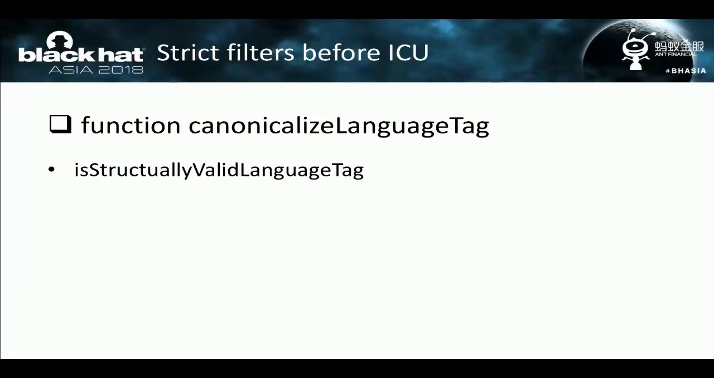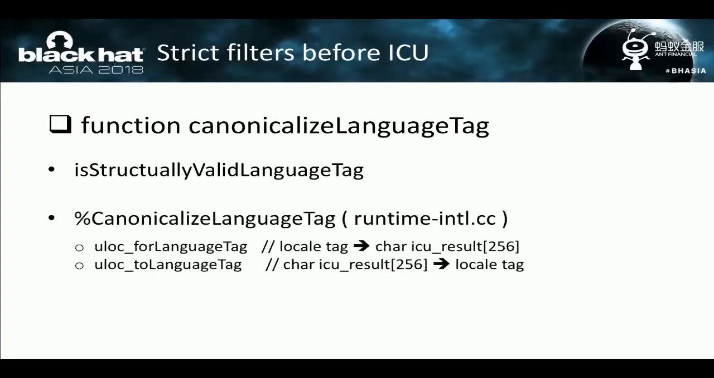Then this function canonicalizeLanguageTag is complex. First, it calls isStructurallyValidLanguageTag. Then the C++ runtime function CanonicalizeLanguageTag is called. It first converts the locale to a 256-length byte array, then converts the array to a locale. If the locale is invalid, this conversion cannot succeed.